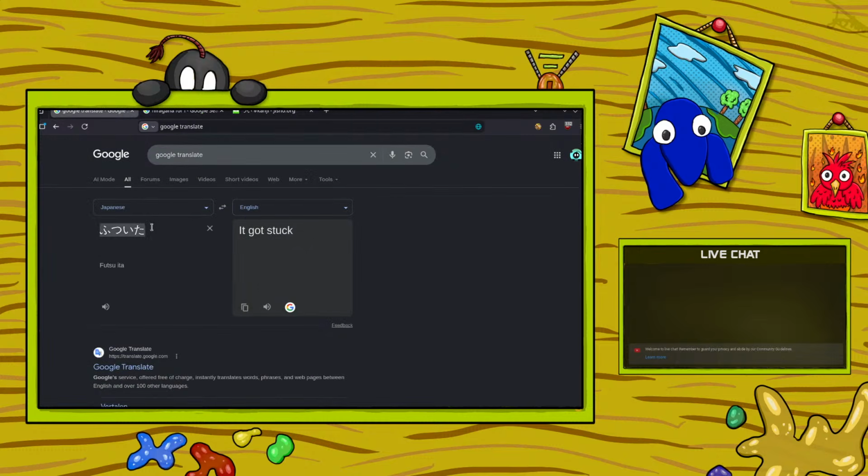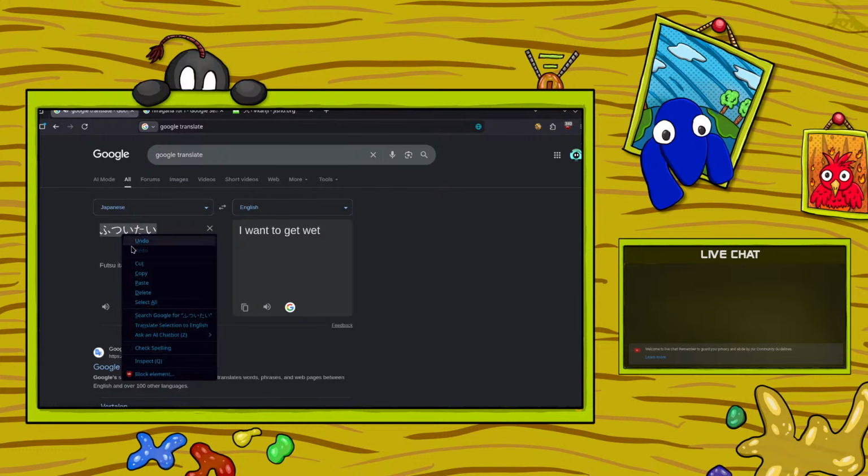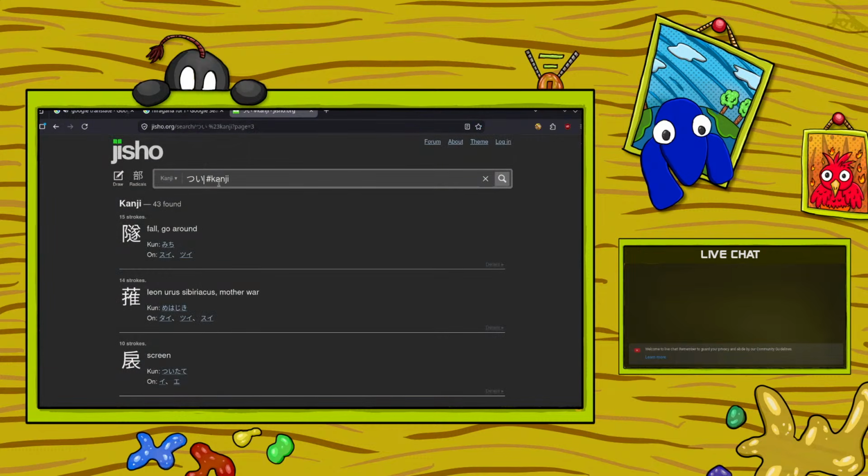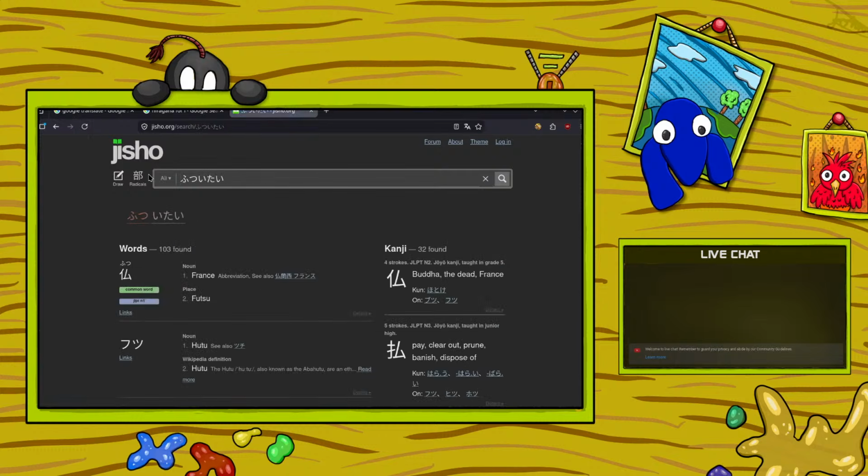And then we should have what I want here. So futsutai. ふついたい Alright. And now we need to look this up. So we need to look for the word here that I actually have. So I have this.